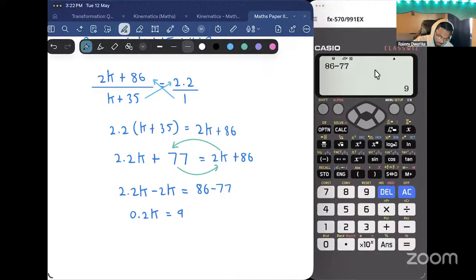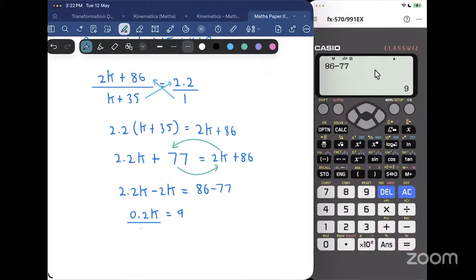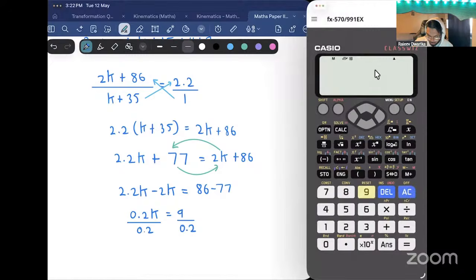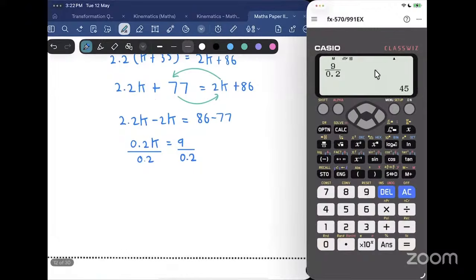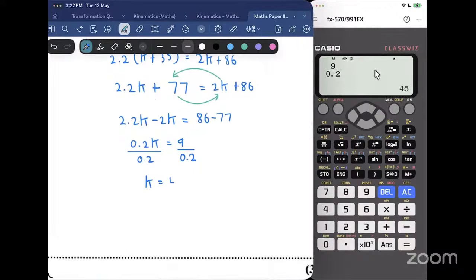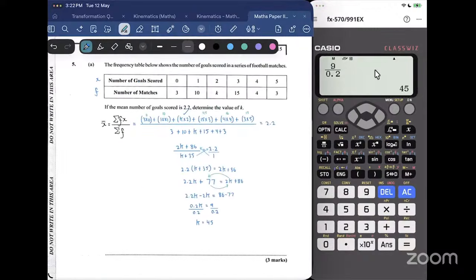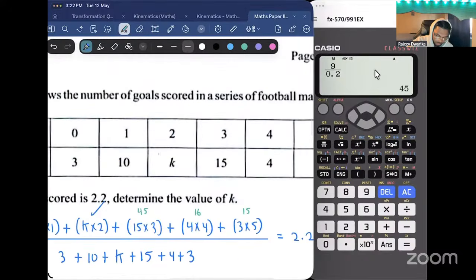9. And so to find for k, divide both sides by 0.2. Right, where's your answer? 9 over 0.2. I got 45. Right, 45. So your answer is 45.